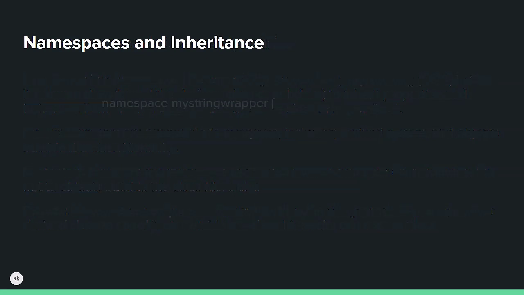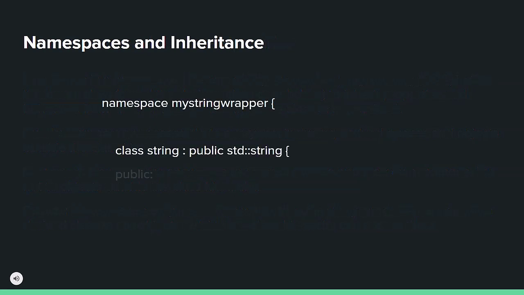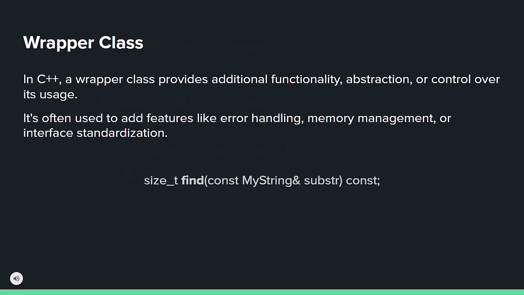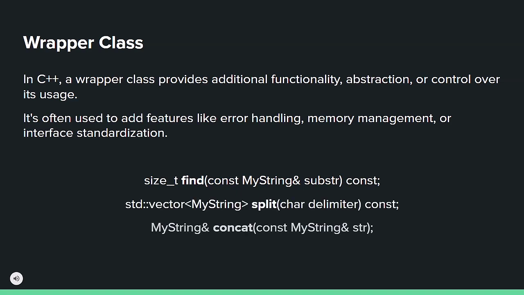I am utilizing this namespace to isolate potential conflicts with other string classes inherited from the std string class, mitigating confusion for the compiler. I have added functions find, concat, and split, which are not part of the base class.